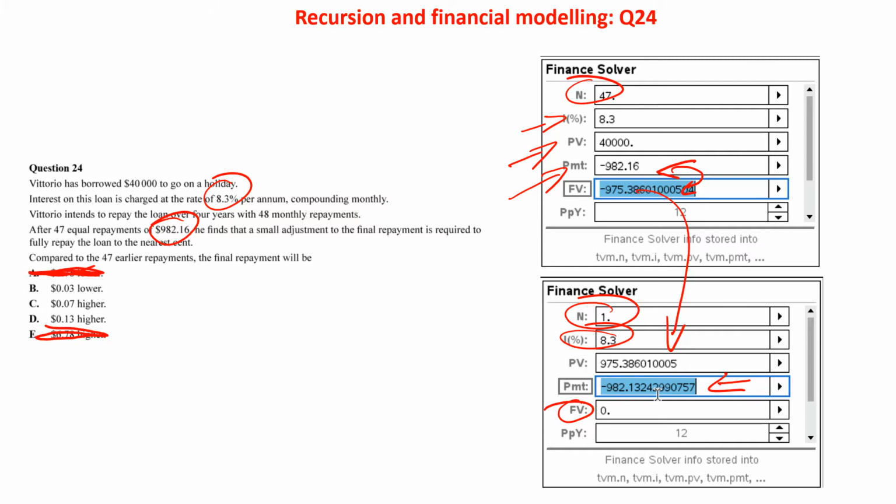And so the difference here is between 982.16, that's what you've been paying, and this one here is 982.13, so you're paying 3 cents lower. So I would go B on that one.